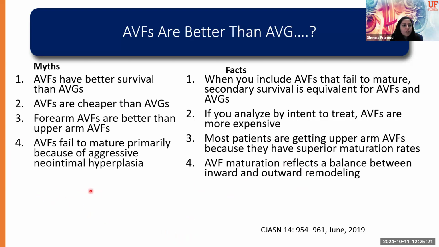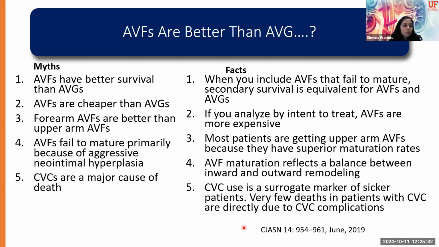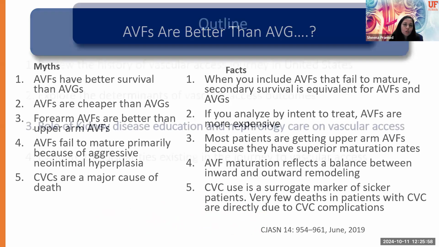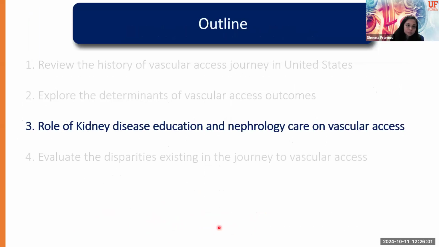And that AV fistulas fail to mature primarily because of aggressive neo-intimal hyperplasia. And now we know that it's not just the intimal hyperplasia, but more of a balance between the outward remodeling and the intimal hyperplasia. And lastly, that CVCs are a major cause of death, and the shift into thinking that CVC may be a surrogate marker of much sicker patients, and that very few deaths in patients are directly related to CVC complications, and more indirect, more related to being a sicker cohort.